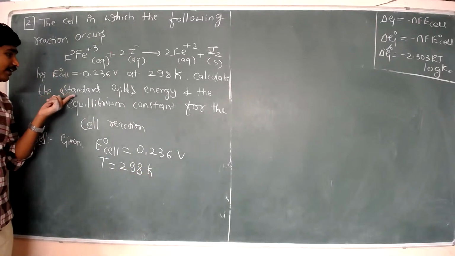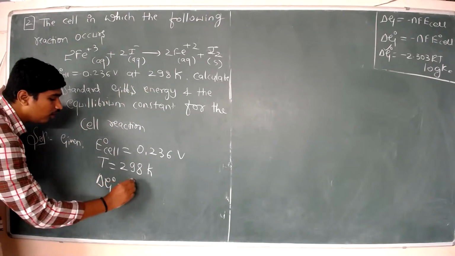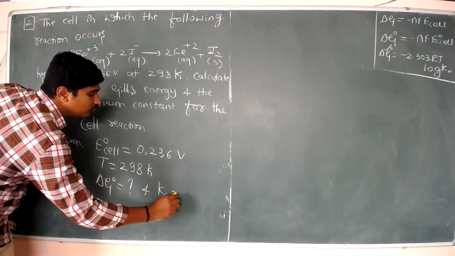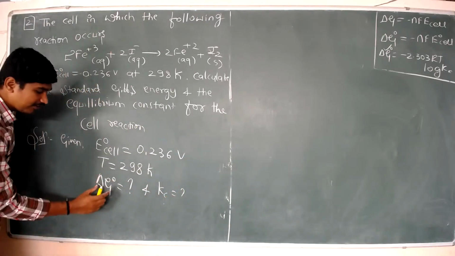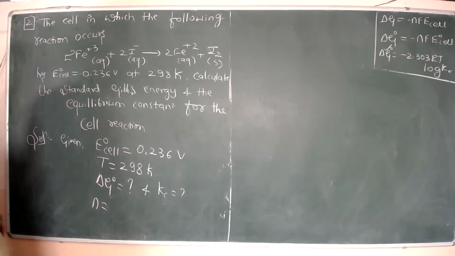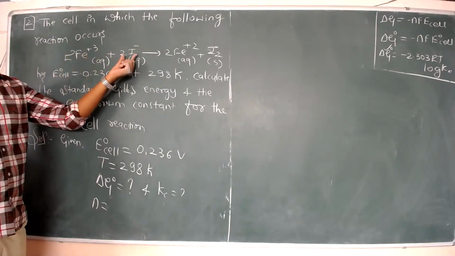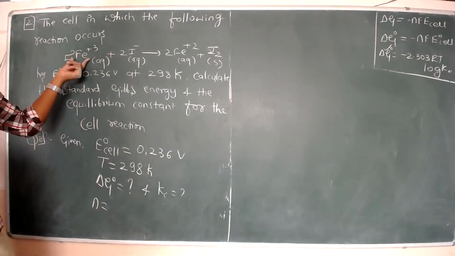What is being asked? Calculate the standard Gibbs energy, that is delta G naught, as well as the equilibrium constant Kc. Clear? Now, for calculating delta G naught, we require the n value. How to calculate the n value? Again, in the question, select any one, either Fe or iodine. I am selecting Fe.